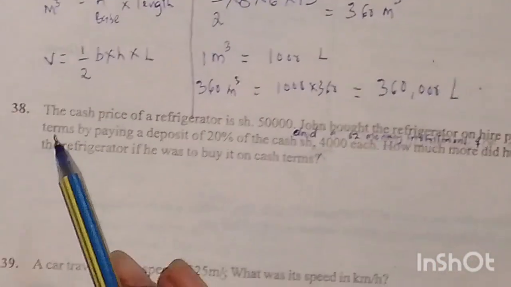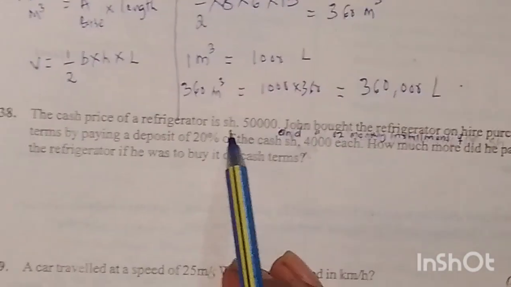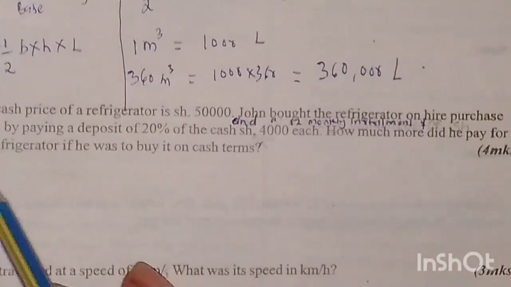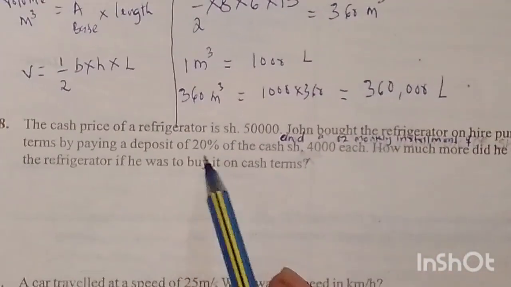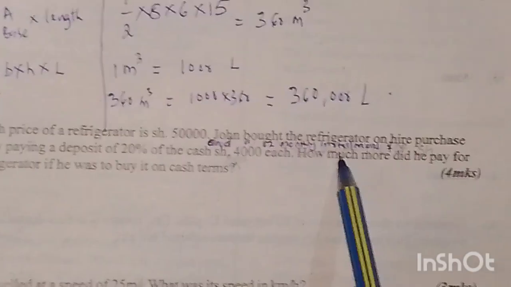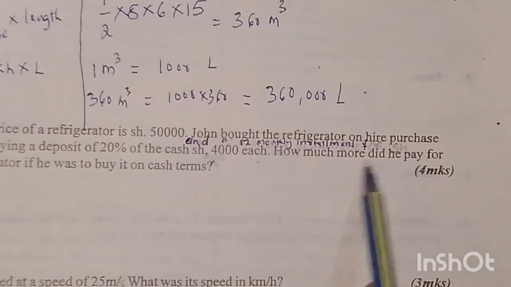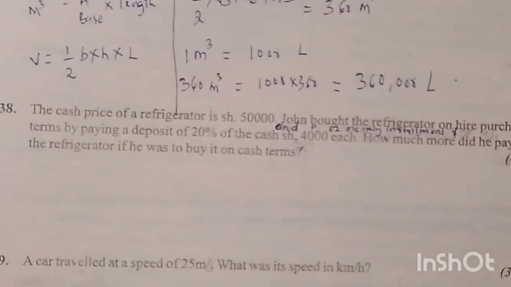Question number 8. The cash price of a refrigerator is shillings 50,000. John bought the refrigerator on hire purchase terms by paying a deposit of 20% of the cash price and 12 monthly installments of 4,000 each. How much more did he pay for the refrigerator than if he was to buy it on cash?